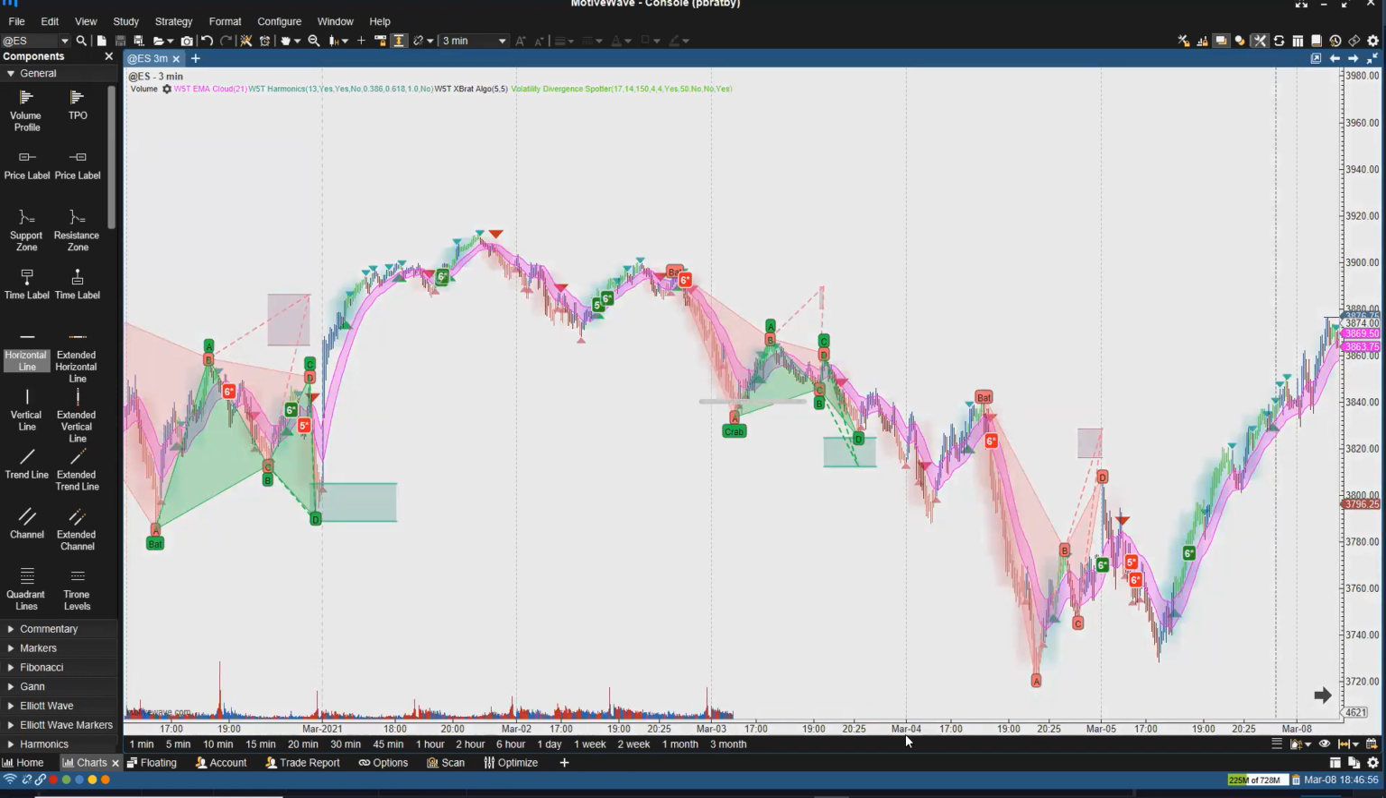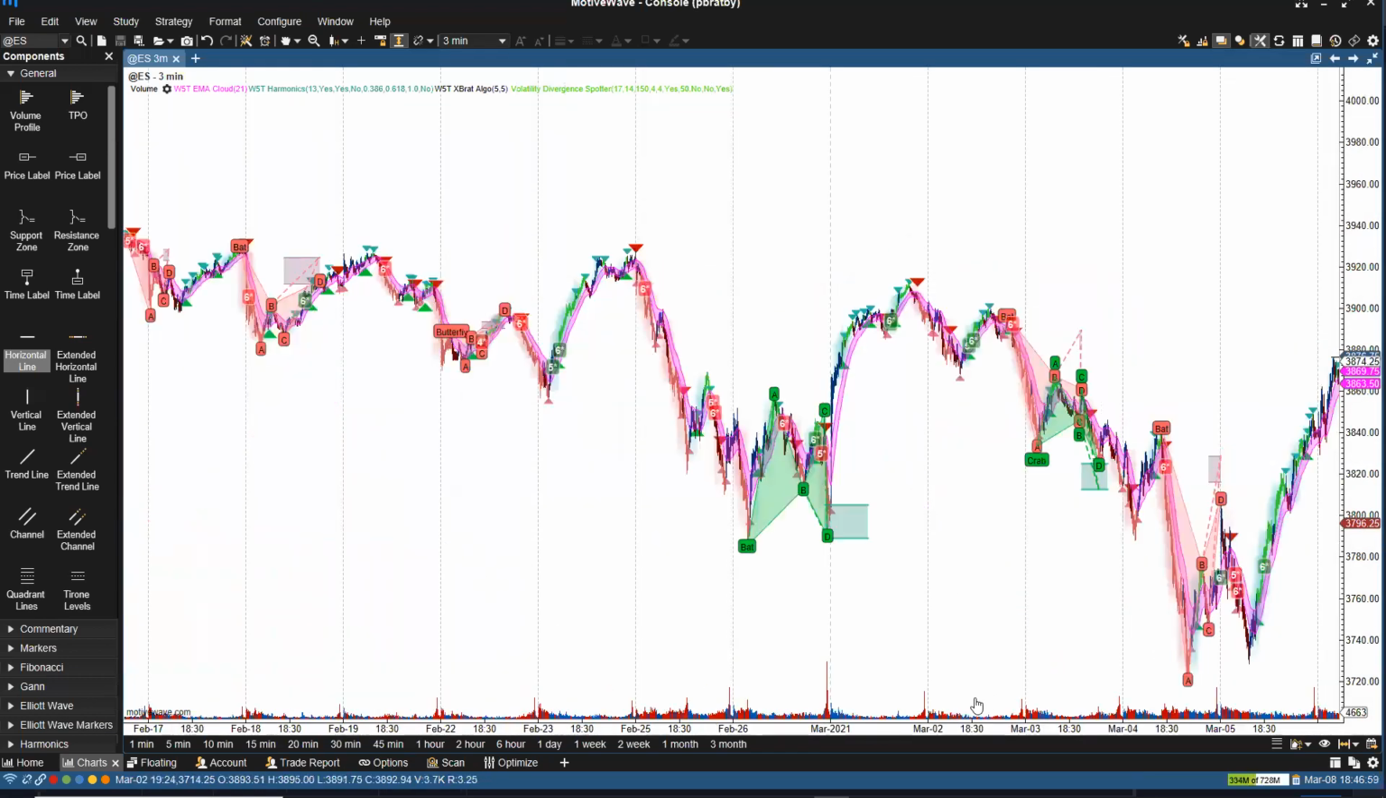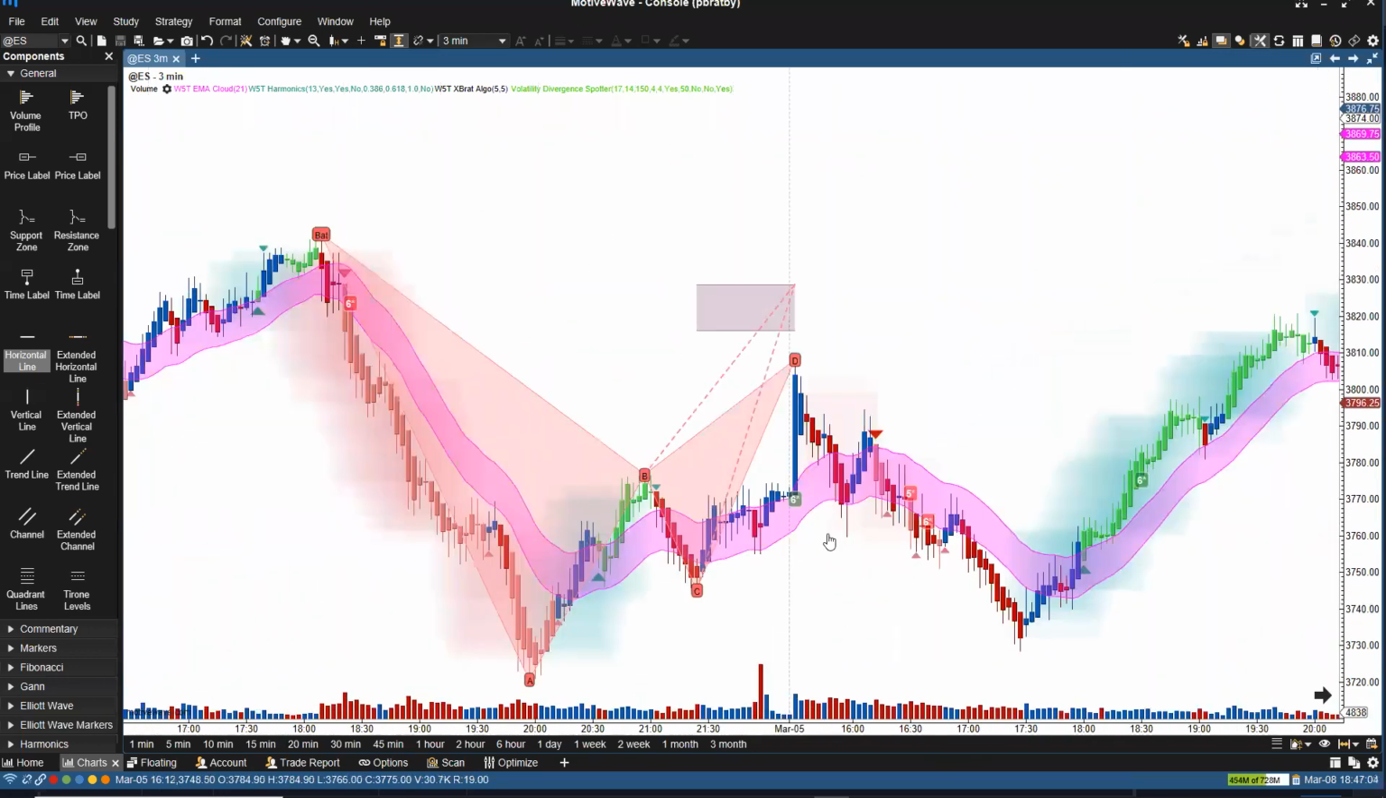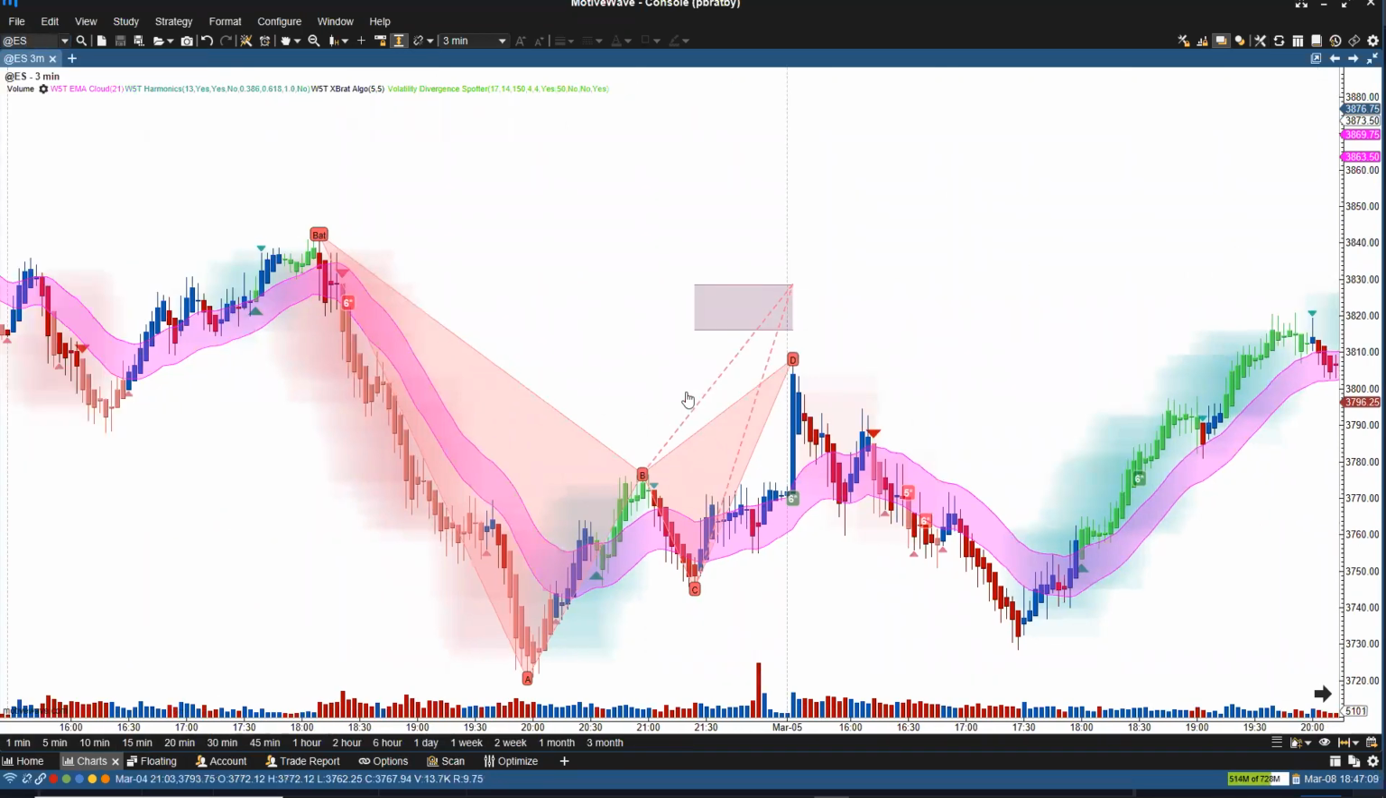Any questions on that set of tools so far? So remember, harmonics are very high probability if they complete in the completion zone. This is why we put together these trading toolboxes, because sometimes you get the harmonics, the XPRAT together giving you a signal, and then the divergence cloud. The divergence cloud is there for confirmation, remember. The EMA cloud is there to help you manage the trades.